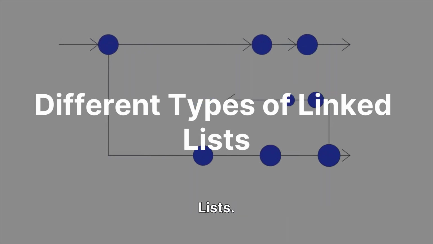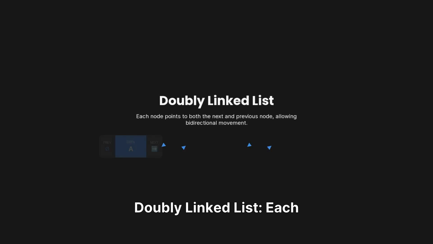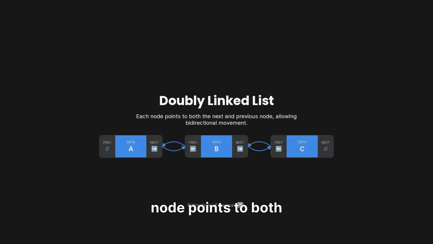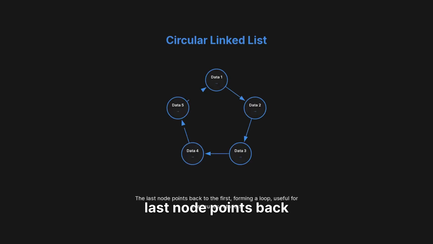Different types of linked lists. Singly linked list. Each node points only to the next, the simplest form. Doubly linked list. Each node points to both next and previous, allowing bidirectional movement. Circular linked list. The last node points back to the first, forming a loop, useful for continuous rotation.